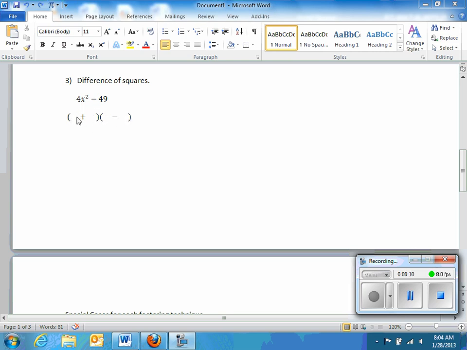All right, to figure out what goes here, we're going to look at this and say, what would we have to square to get 4x squared? Well, that would be 2x. So 2x goes here and here because 2x squared is 4x squared. What goes here and here is what we have to square to get 49. And there you have it. Factoring using difference of squares. It's really quick and simple, but remember, you have to have a minus here to use difference of squares to factor.